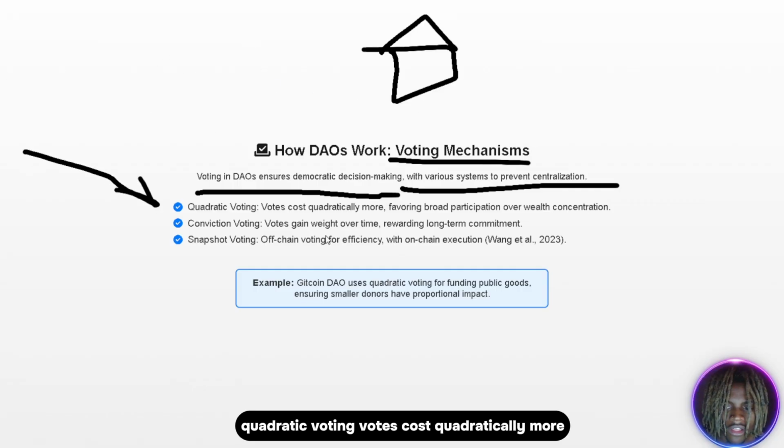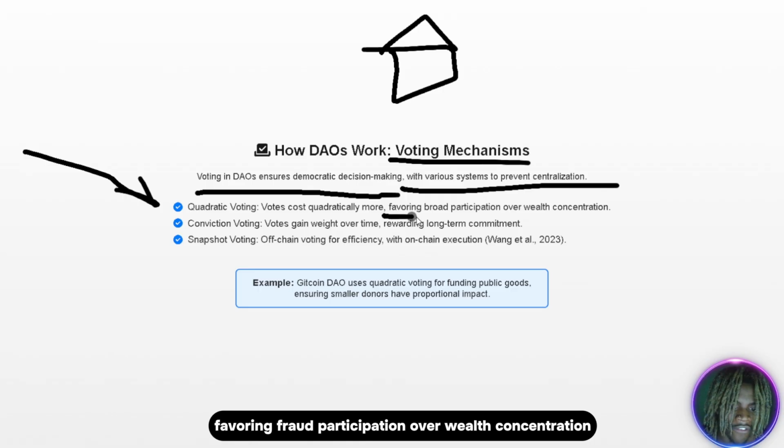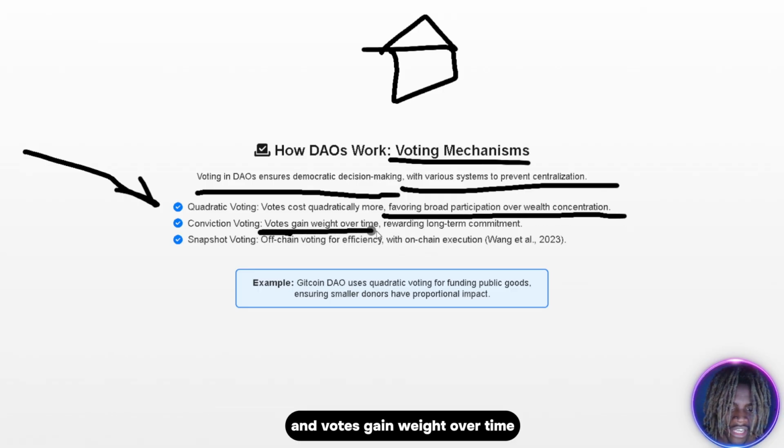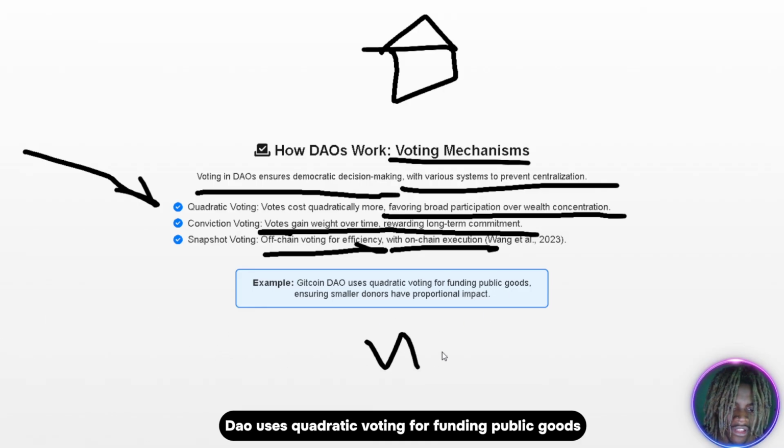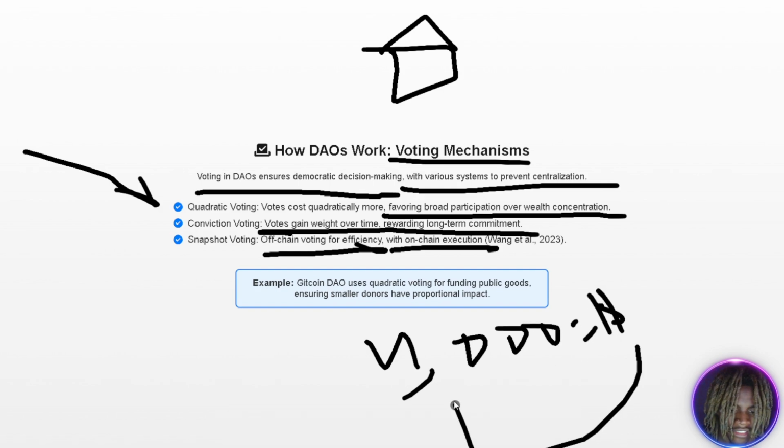Quadratic voting: votes cost quadratically more, favoring broad participation over wealth concentration. And votes gain weight over time, rewarding long-term commitment. And off-chain voting for efficiency with on-chain execution. For example, the Gitcoin DAO uses quadratic voting for funding public goods, ensuring smaller donors have a proportional impact.